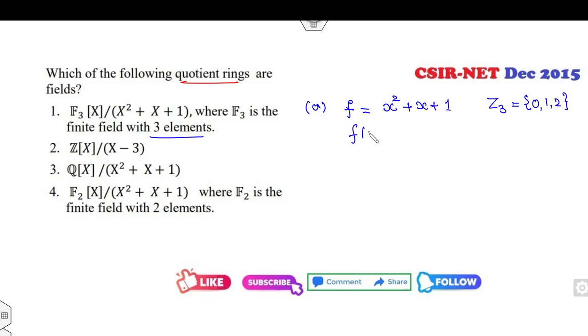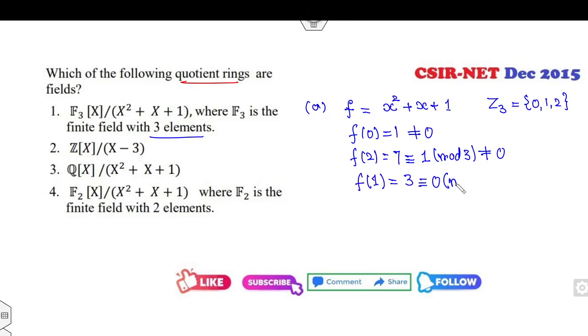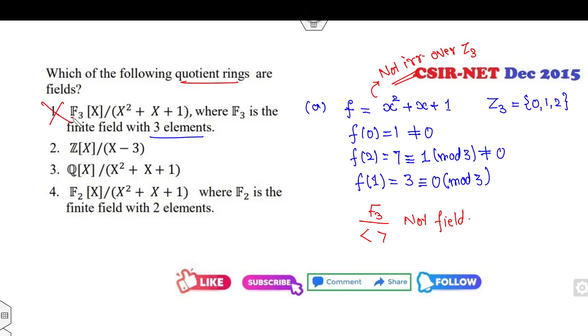Fine. Now what is f of 0? 1, which is non-zero. What is f of 2? 4 plus 2 plus 1 is 7. 7 is congruent to 1 modulo 3. Fine, which is again non-zero. What is f of 1? f of 1 is 3, which is congruent to 0 modulo 3. So that means this polynomial is not irreducible over Z3. So once this is not irreducible, therefore Z3 over this polynomial is not a field. Fine, so this option is cancelled.